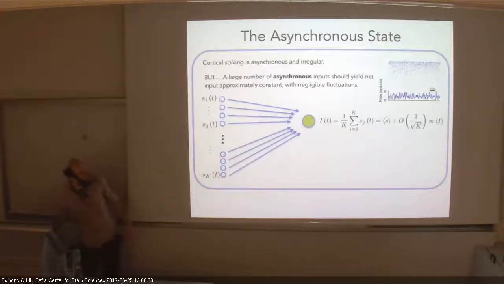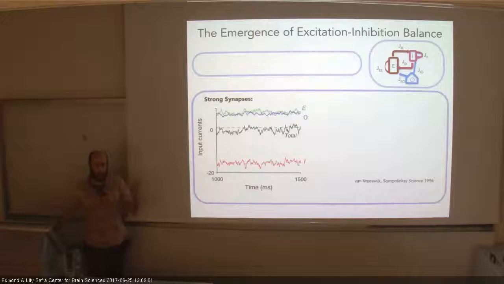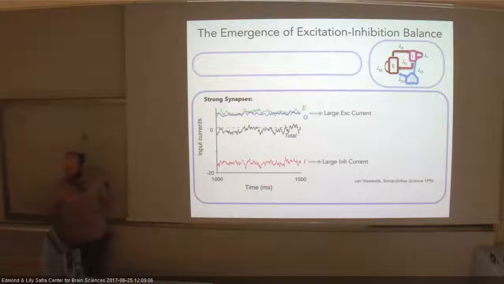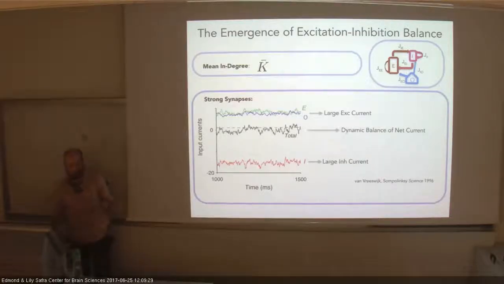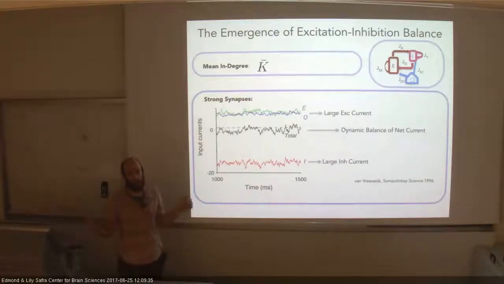Okay, so the theoretical answer to that, which was proposed in the 90s and which you guys learned about, by Chaim and Carl van Vrieswijk in 1996, was that the irregular asynchronous firing could be maintained self-consistently if you have strong synapses and strong inhibition. In particular, inhibition that's strong enough to suppress runaway fire, and strong synapses in the sense originally meant, loosely speaking, strong synapses so that only a small fraction of presynaptic neurons have to fire to generate a spike.